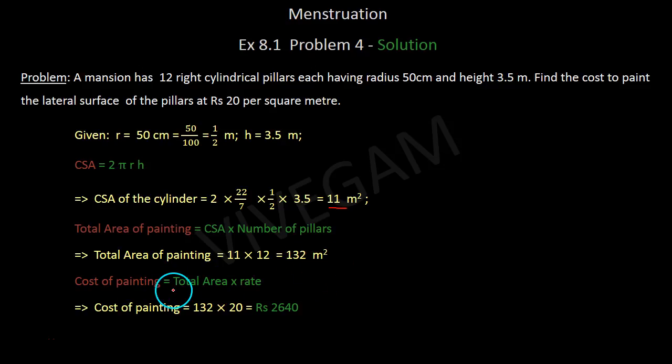Next, cost of painting is total area into rate. The area is 132. So 132 into rate. Rate is 20 rupees per square meter. Okay, so 132 into 20, that gives us 2640. That is, 2640 rupees is the amount required to paint the 12 right cylindrical pillars.